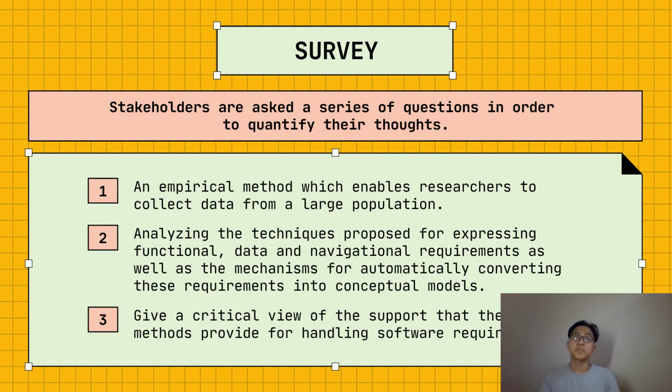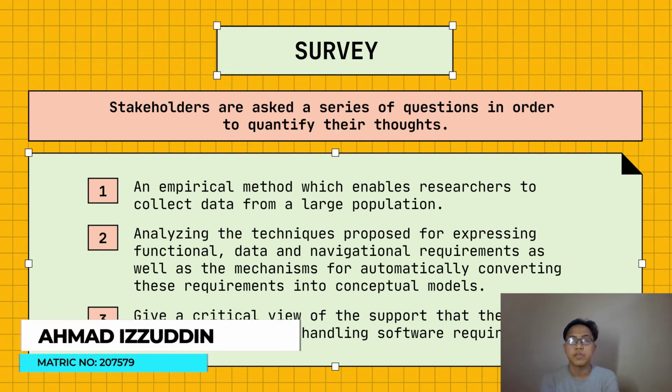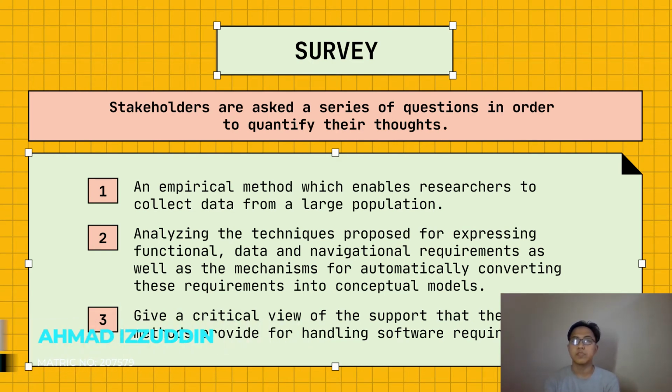So the next method is what we call a survey. Now what a survey does is, we ask stakeholders, who are the volunteers, a series of questions in order to quantify their thoughts and opinions on our project. A survey is an empirical method which enables researchers to collect data from a large pool of people.